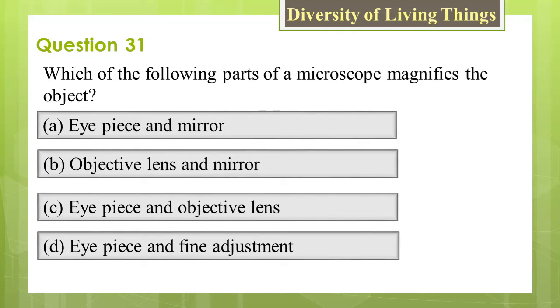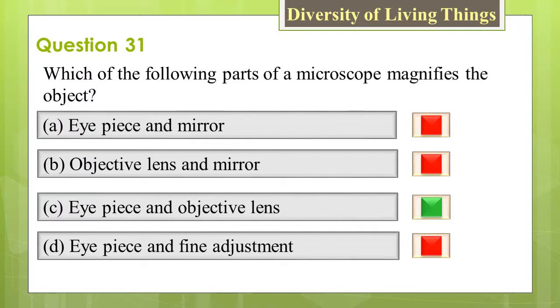Question 31. Which of the following parts of a microscope magnifies the object? A. eyepiece and mirror. B. objective lens and mirror. C. eyepiece and objective lens. D. eyepiece and fine adjustment. Which of the following alternatives is the correct alternative? The correct alternative is C. eyepiece and objective lens.